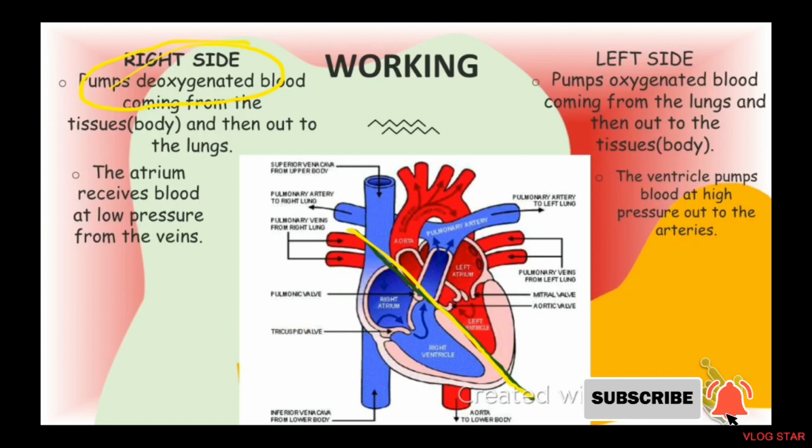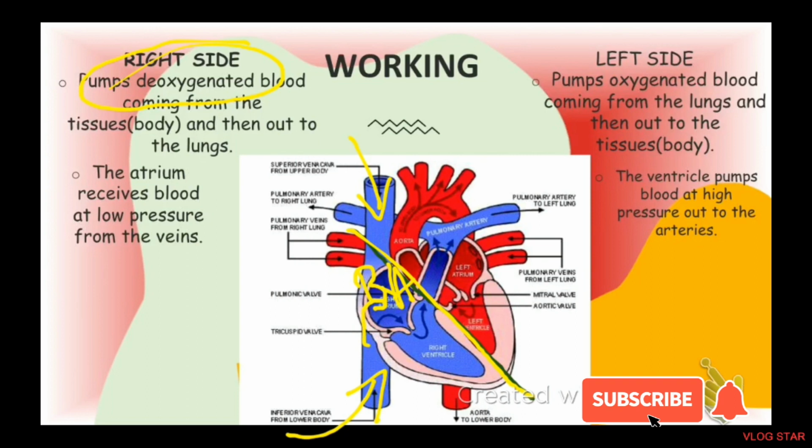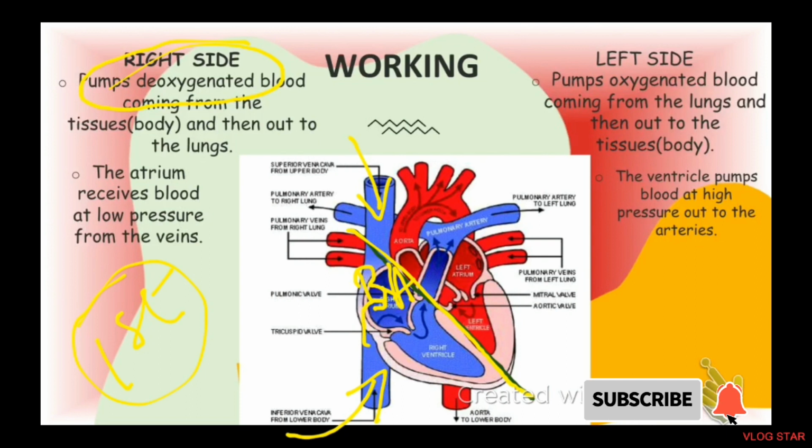So from here the deoxygenated blood is going to enter, that is from the upper body, and the deoxygenated blood is going to enter from here, that is from the lower part of the body, and it is all going to go in the right atrium. So this is your right atrium over here. It has entered. The first step is that the deoxygenated blood enters the right atrium from the upper part and the lower part of the body.